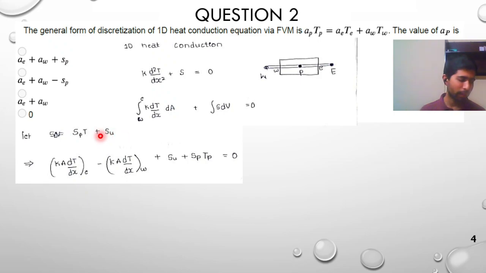So that is the meaning of SP and SU. I'm really not sure why it is called SU or SP, something like that, but that is the meaning. I don't know, I am not able to guess also. But what it basically means is that SP is a function of temperature, and SU is a constant source term. So that is the thing of SP and SU.